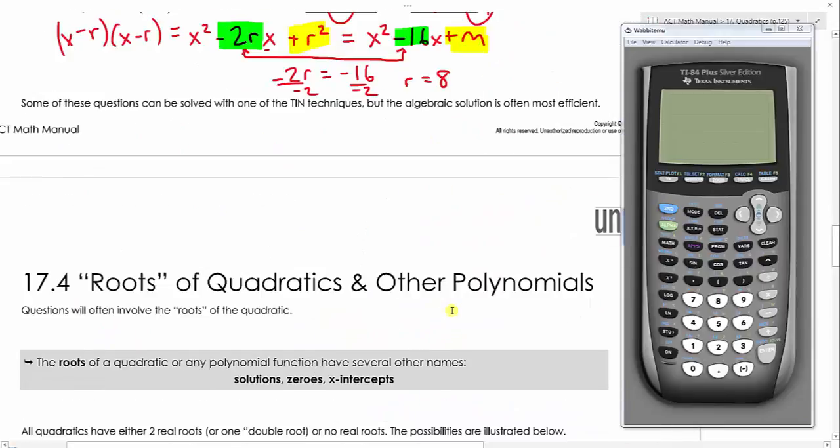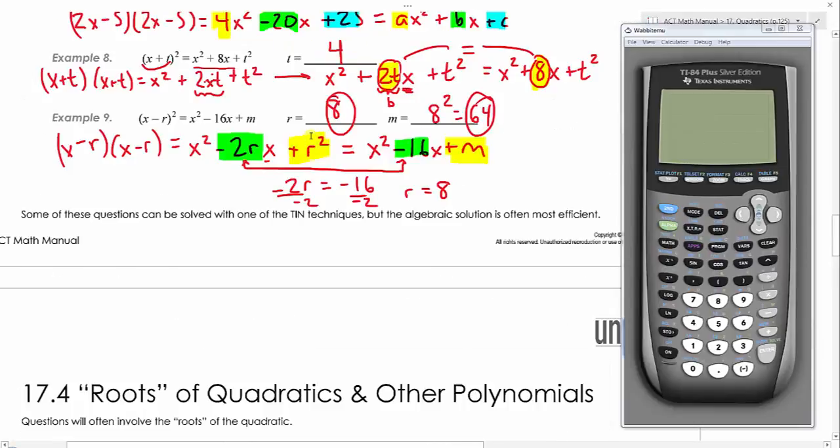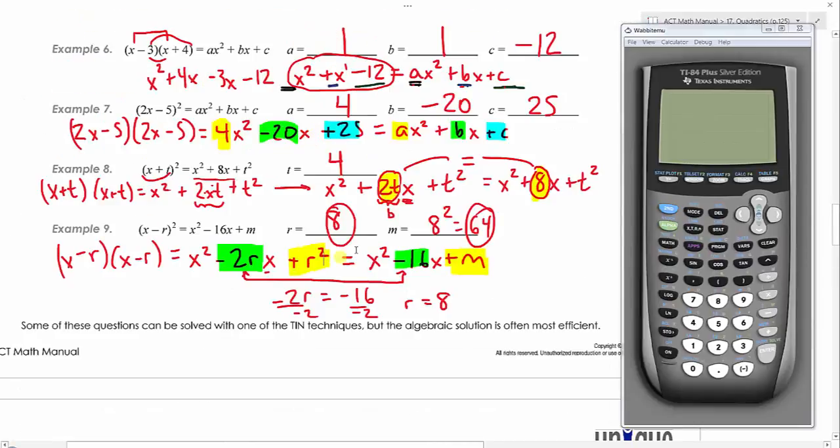There's a little note at the bottom of the page that does let you know that some of these questions can be solved with the tin techniques, either Vieta or Nidus, or possibly General Tin. But it is true that the algebraic solution, in other words, the stuff that we just did, tends to be the most efficient. You just have to get good at seeing what matches up with what.